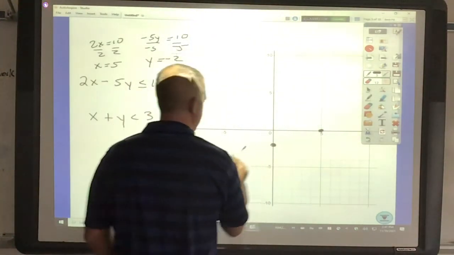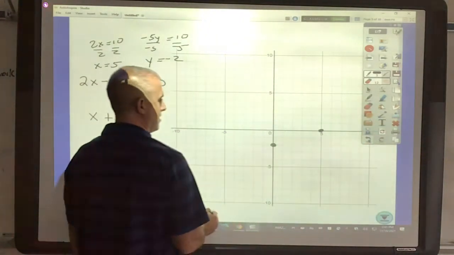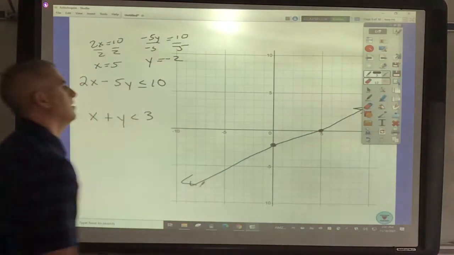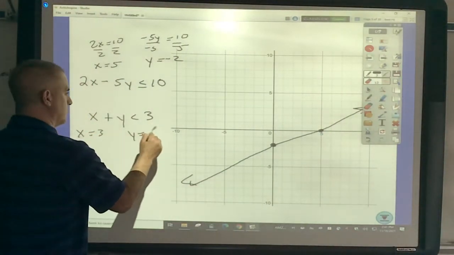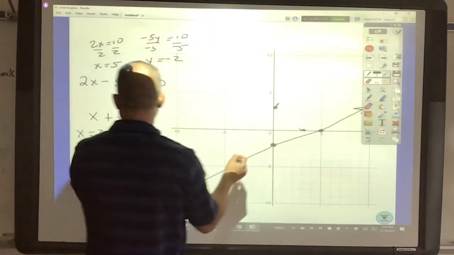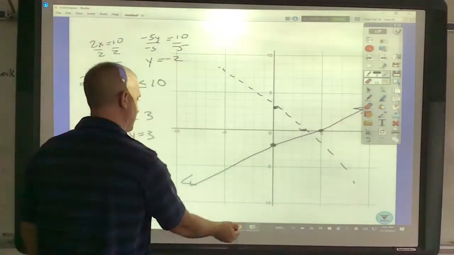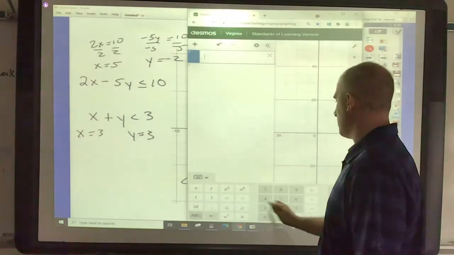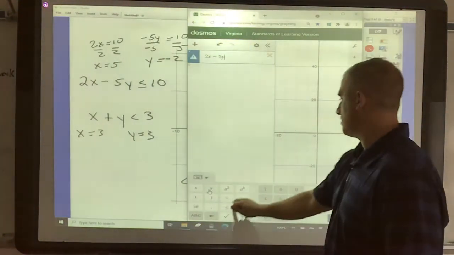Since that's got that kind of line, it's a solid line, and a terrible job drawing my line. Just draw your line nice and big. Now this one would just be x equals 3, y equals 3. That would be a dashed line. Same concept. I want to go to Desmos, pick out the darkest shaded area. 2x minus 5y less than or equal to 10.